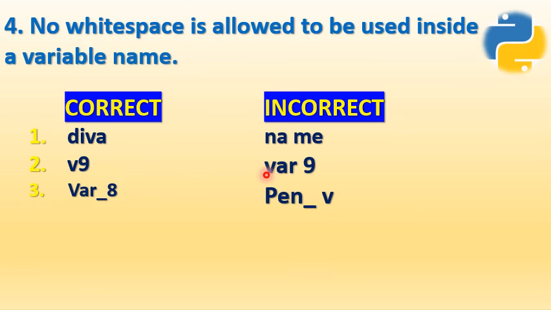Here in the incorrect ones, I used VAR, white space, then 9. This white space is not allowed actually. That's why it is incorrect. In my third example, I use VAR underscore 8. Here my variable name consists of alphabets, underscore and digit, and the first letter of my variable is an alphabet and it does not contain any special character or any white spaces. That's why this is correct. Then in my incorrect one, see what I have done, pen underscore space V. So again this white space shows that this is an incorrect variable.